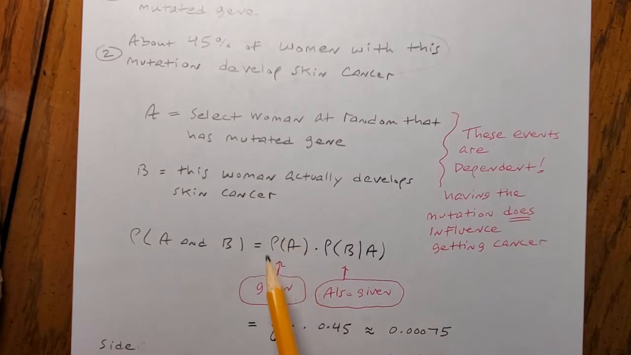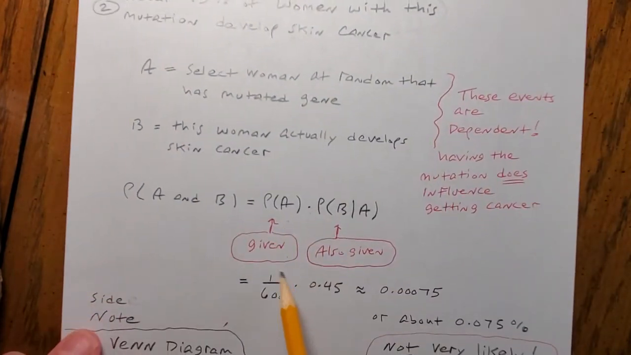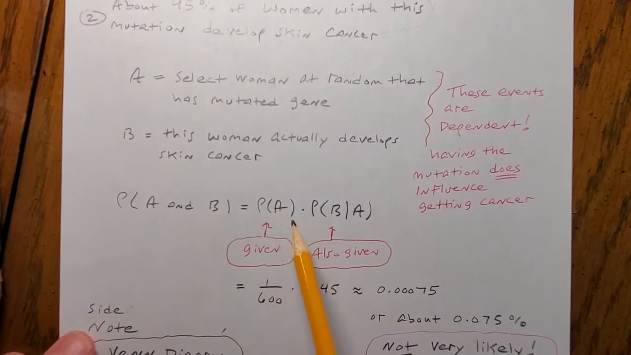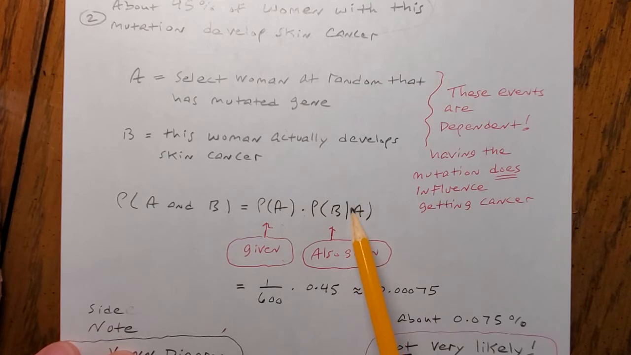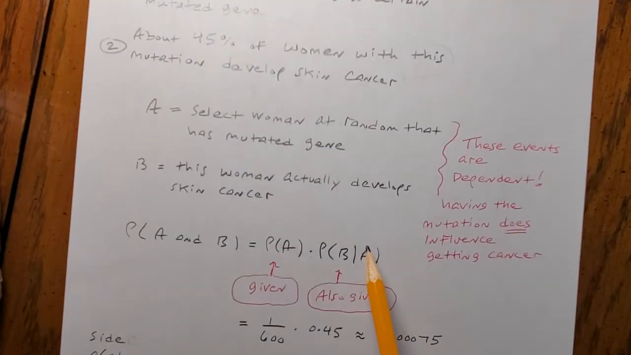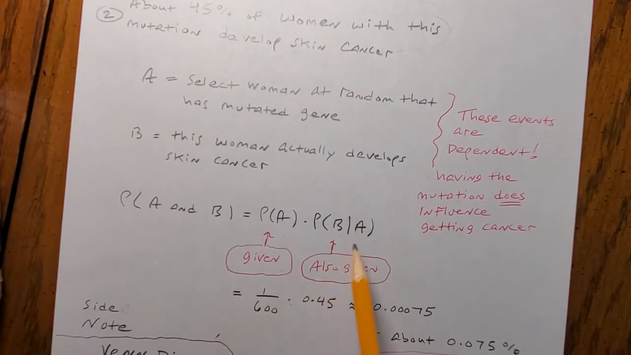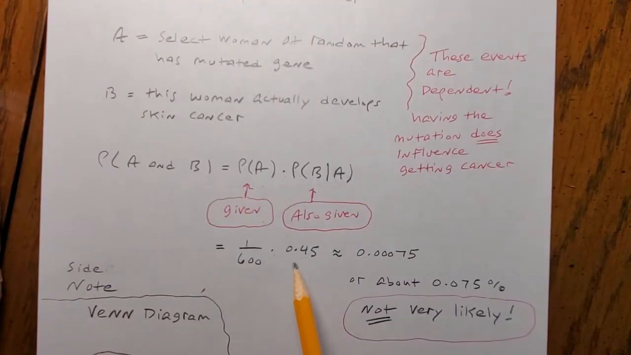Well, the odds of selecting a woman at random with the mutated gene, it says 1 in 600. So that is 1 in 600. And then suppose we selected a woman at random, that's A, that has the mutated gene. Then on top of that, the odds that she goes on to develop skin cancer, well, that's a 45% chance. So that's why this one was also given. So it's 1 over 600 times 45%, but the way we do calculations with percent is to use the decimal form. So that'd be 0.45. All right.